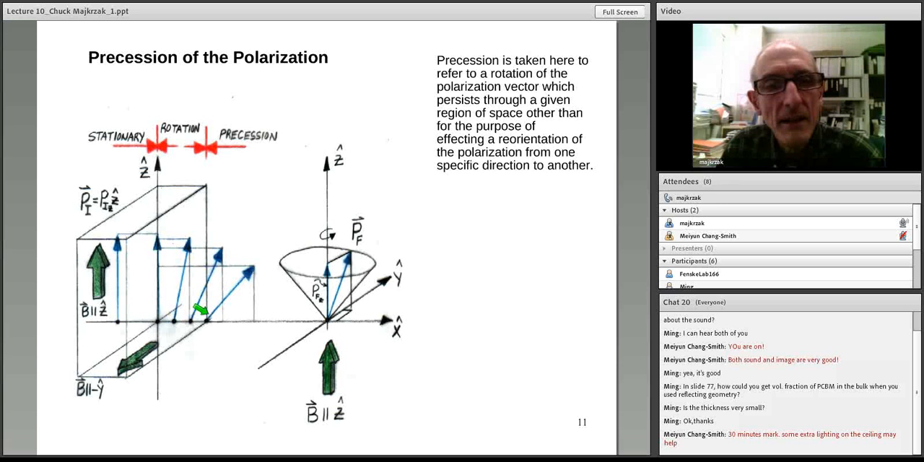And if I then abruptly come back out into another region of space, beginning at this point, where the quantization axis is again along the z direction, well, the z component that's left in that direction will stay constant, but the projection will precess. It will rotate around in the xy plane with the so-called Larmor precession frequency.